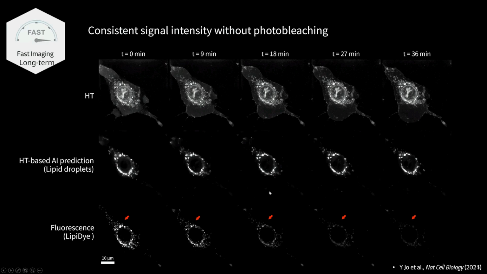And we have compared this with fluorescence using a lipid dye, and at time equal to 0 minutes, you see strong fluorescence signals. But if you keep watching over time, the fluorescence signal goes away due to photobleaching. This is an irreversible process, as you know, so you cannot watch the same cell again. But in the case of HT, there are no issues of photobleaching. So you can just keep watching for a very long period of time without any issues of low signal to noise ratio.